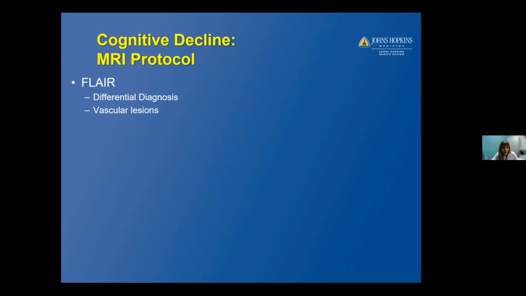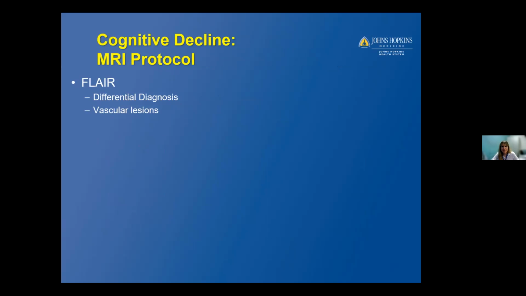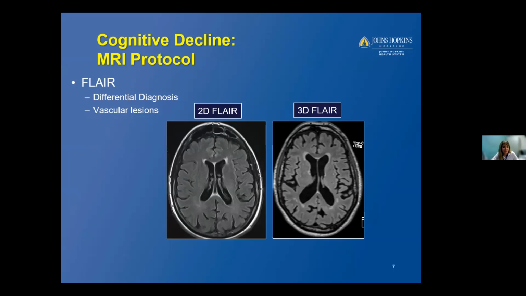So with FLAIR, which is a fluid-sensitive sequence, with the suppression of CSF signal, we'll be able to give a good differential diagnosis of all sorts of diseases involving the gray and white matter. And especially, we will assess the degree of white matter microvascular changes, and we will go over that in detail shortly.